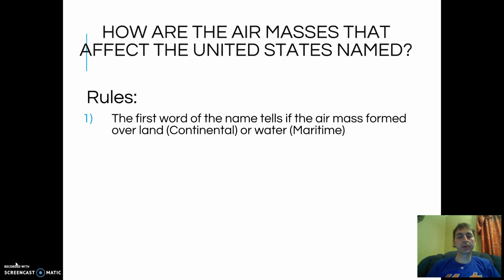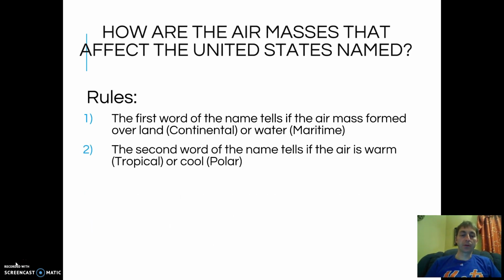If it's forming over land, we call it a continental air mass. If it's forming over water, we call it a maritime air mass. The second word is going to tell us, did it form in a warm environment? We would call that tropical, or if it forms in a cool environment, we refer to that as polar.